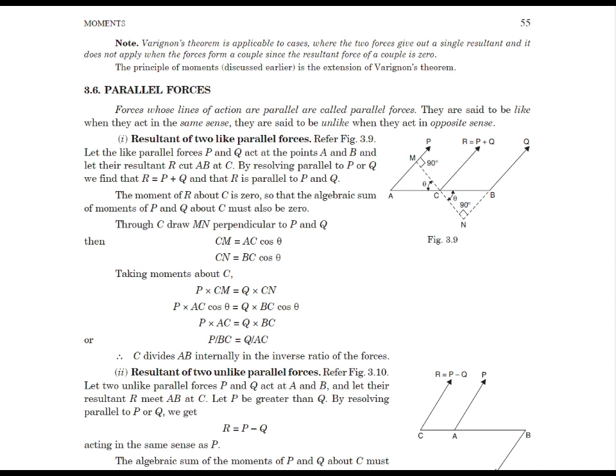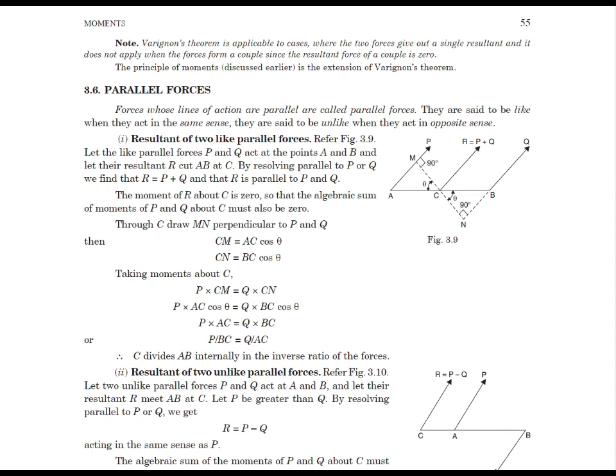In this case, you have two forces, force P and force Q, which are parallel to each other and in the same direction. Let us say that their resultant is passing through a point C. The resultant force will be R equal to P plus Q.